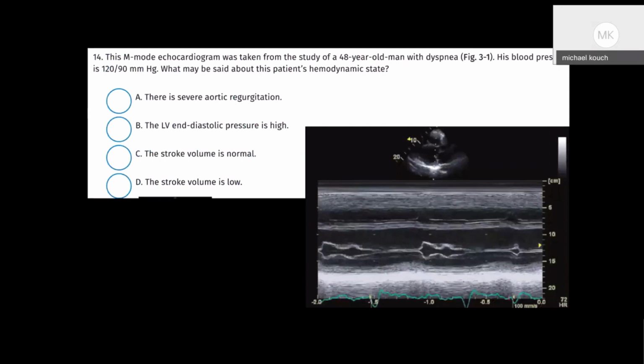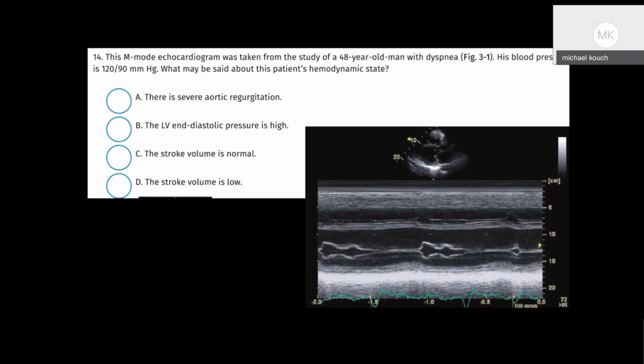All right. So this is an M-mode echo taken from a study of a 48-year-old male with dyspnea. Blood pressure is 120/90. What may be said about his hemodynamic state? There's severe aortic regurgitation. The LV-EDP is high. The stroke volume is normal, or the stroke volume is low.